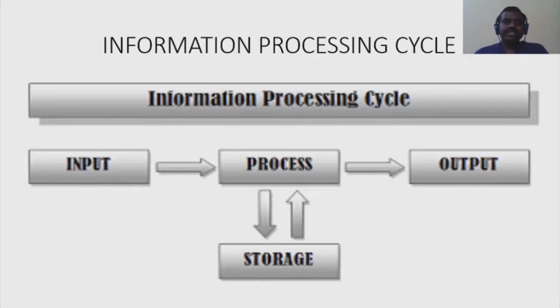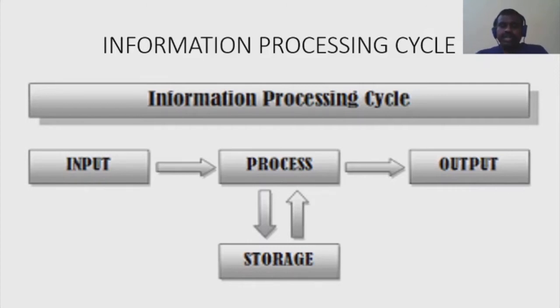Next, in this slide, we will learn about the information processing cycle. In the information processing cycle, we have different components such as input, process, output, and storage. Here, input is the one in which the user gives the data to the computer. Then the inputted data will be stored in its storage, which means the memory.